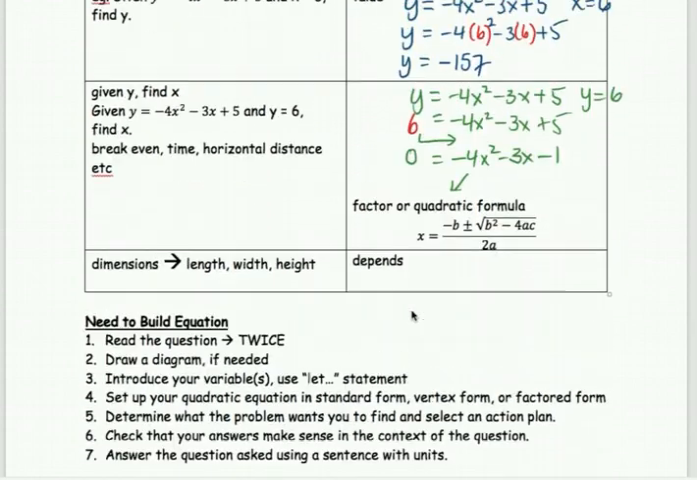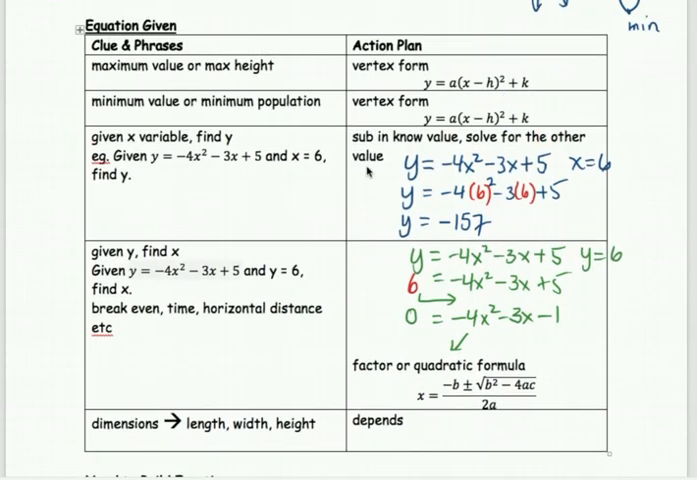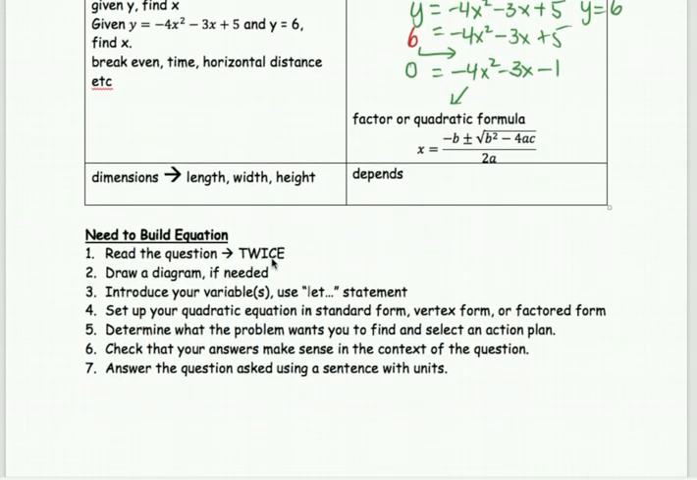Okay, so that's what you do when you have an equation. So the hard part's already done, so then you just have to figure out what to do with the equation. But if you don't have an equation, then yes, you have to build it. So just go through the problem, figure out everything that's given to you, read it twice, double check it, and then draw a diagram.